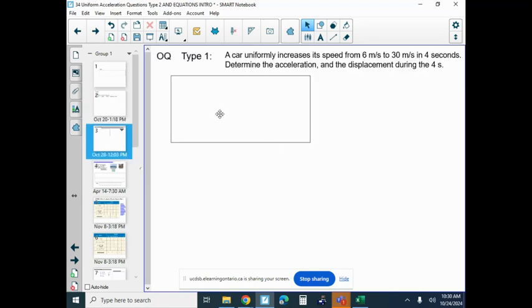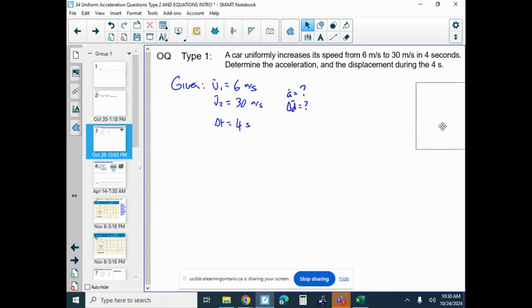Let's do a little review of type 1 of what we've covered so far. We have a car uniformly increasing its speed from 6 meters per second to 30 meters per second in 4 seconds. I want you to determine the acceleration and the displacement during the 4-second interval. I'd recommend you press pause and give it a try and see if what you do matches what I do once you press play. All right, thanks for pressing play, and let's do this.